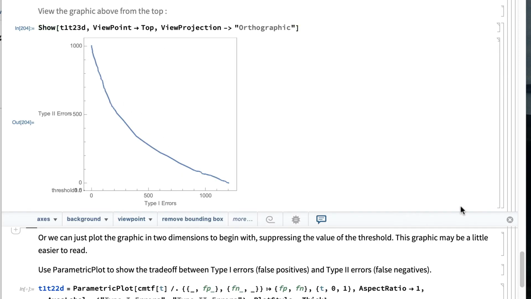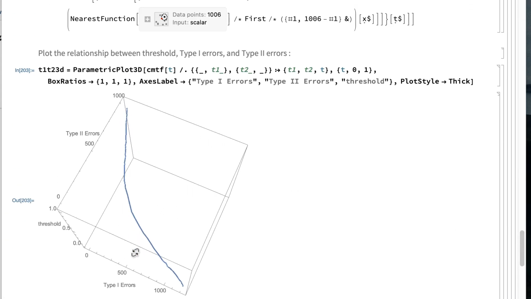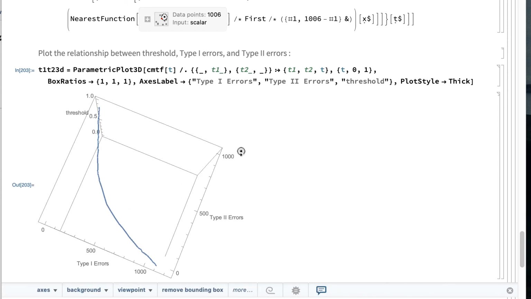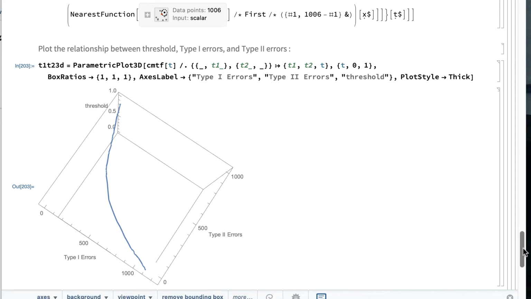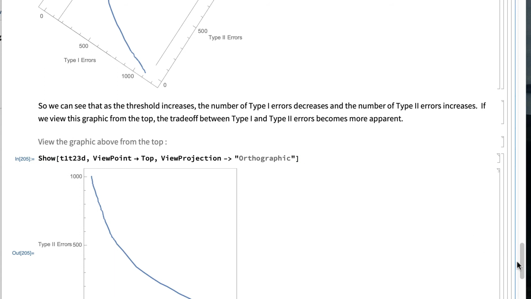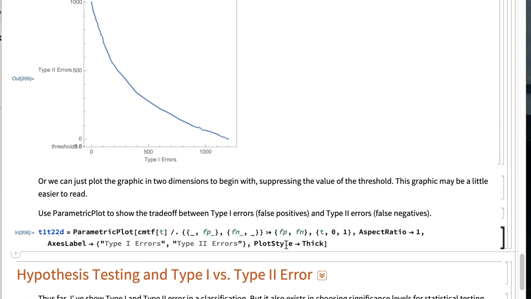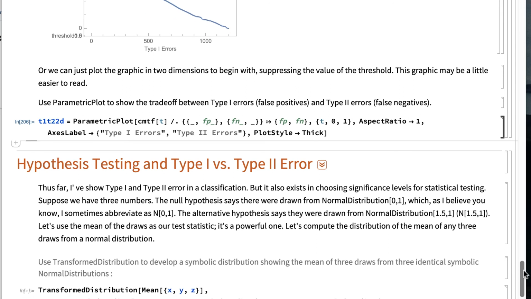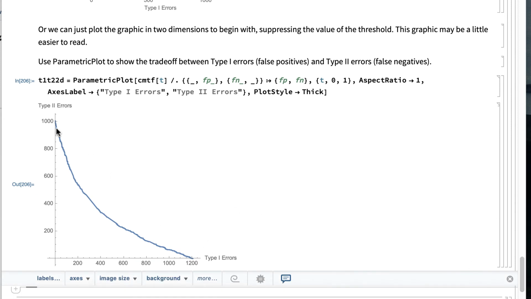Now I'm just looking at the same picture I was before, but I've shifted my angle of view. I could try to do it manually here, but it's actually easier to do it programmatically, and so I just wrote some code to do it. And if I just want to see it in 2 dimensions to begin with, there's some more code I have here that lets us see it in 2 dimensions, and there we go. You can see the trade-off between type 1 and type 2 error, okay?